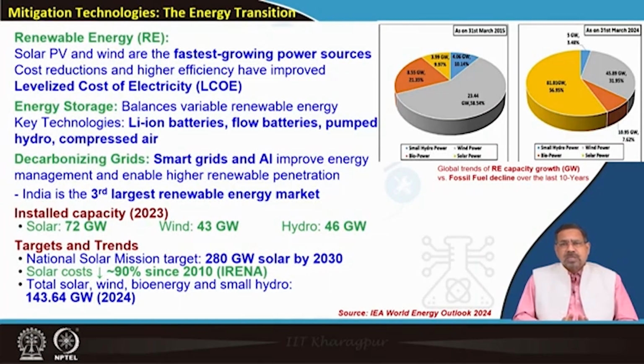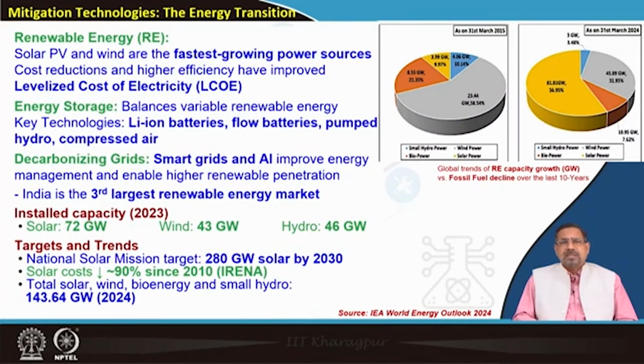And as far as the energy storage system is concerned, in terms of mitigation technologies, it balances variable renewable energies, particularly with lithium-ion batteries, flow batteries, pumped hydro, and compressed air. So all these technologies help in storing a lot of these renewable energies. Coming to the grids, in terms of decarbonizing grids, smart grids and artificial intelligence improve the energy management and enable higher renewable penetration.